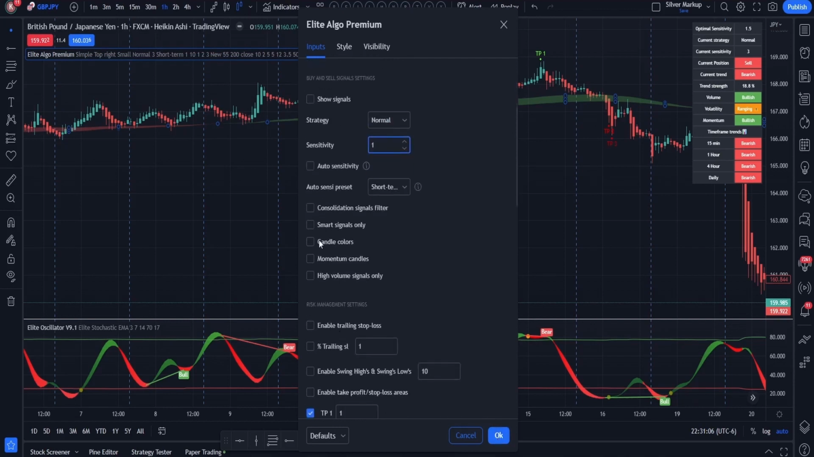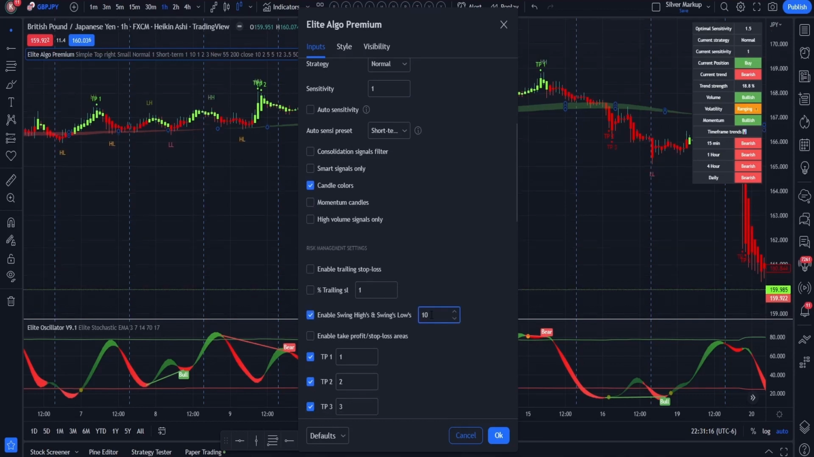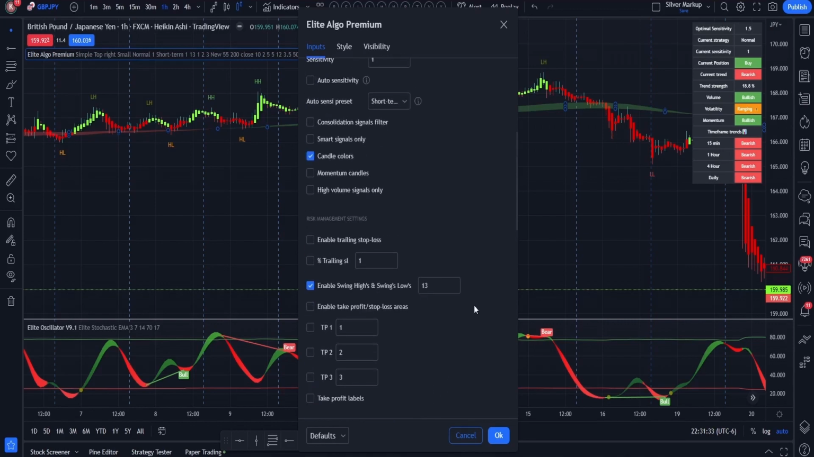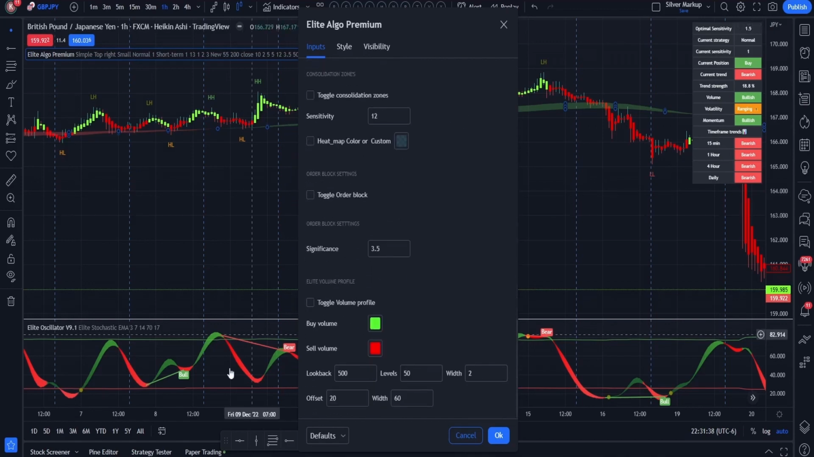Then as we go down here, we're going to check the candle colors. You want to make sure you have that checked, and also enable swing highs and swing lows. The setting that I use is 13. Then you also want to uncheck all of the take profit because we're not going to be using that. The trend cloud we want to use, and you want to leave the trend cloud at its default setting. From there, that will complete what you do with the Elite Algo.